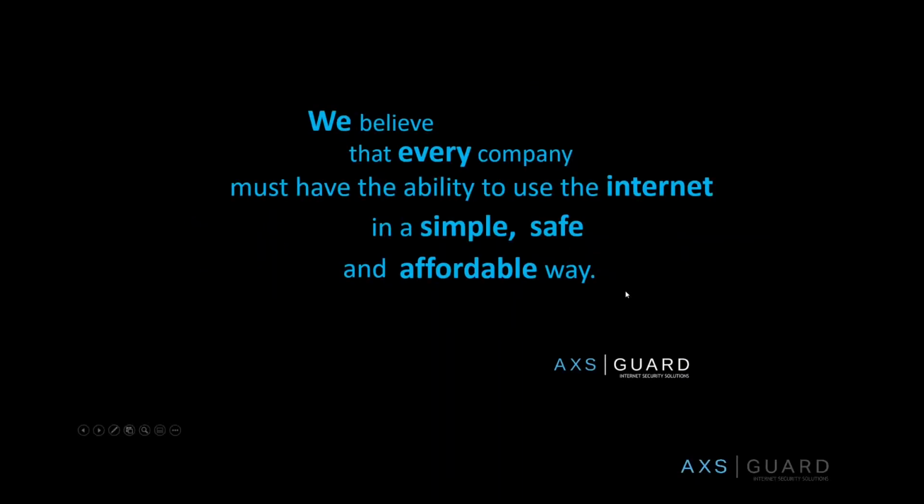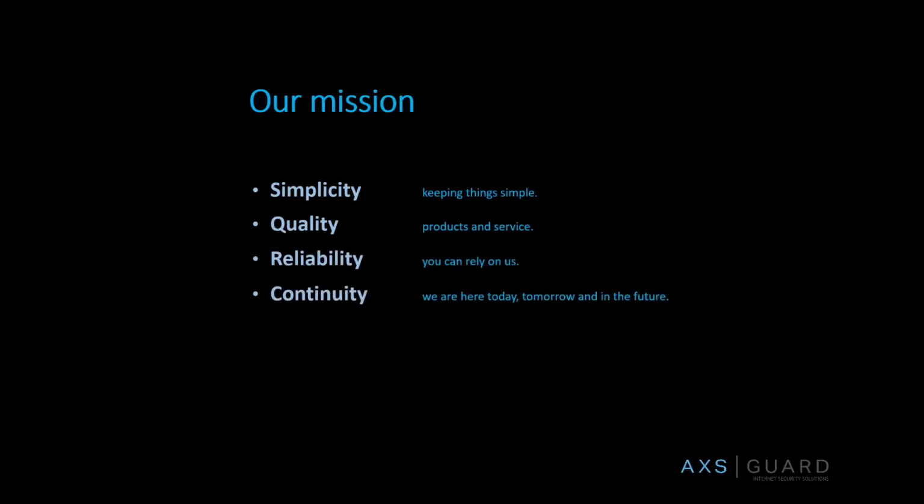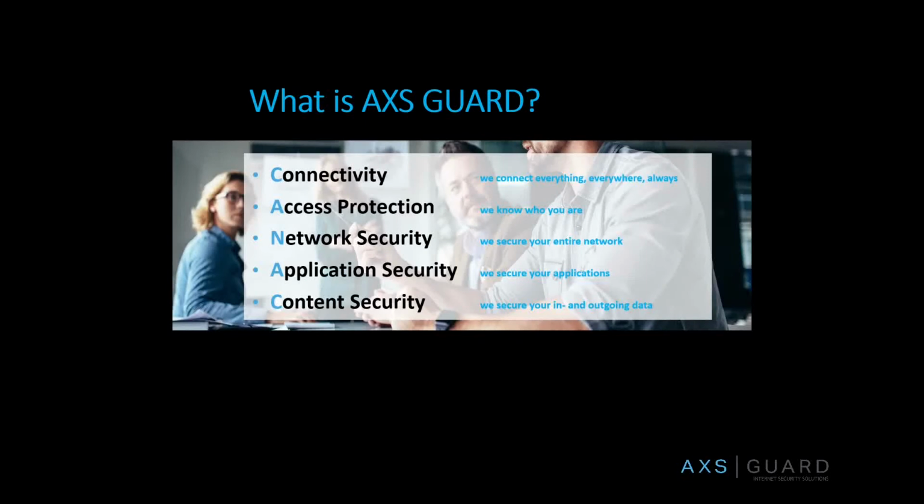A few words about AXS Guard in general. We believe that every company must have the ability to use the internet in a simple, safe and affordable way. And that is why we go for simplicity, for quality, reliability, continuity and agility. AXS Guard is about connecting people and machines, connectivity. It is about access protection, network security, application security and content security. In this video we focus on connectivity.